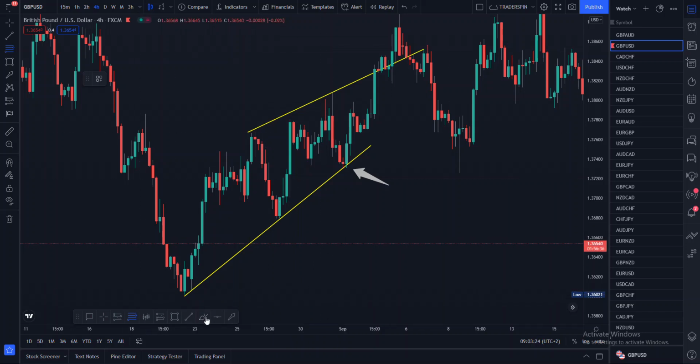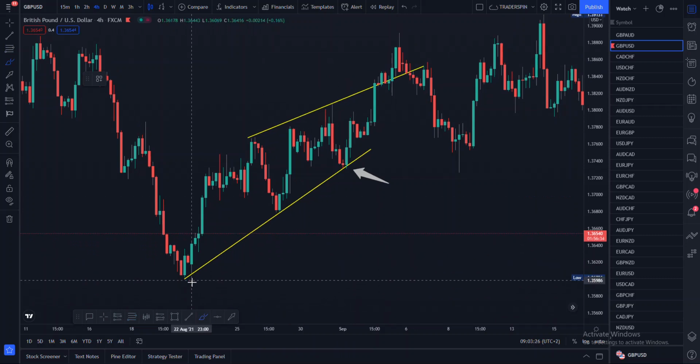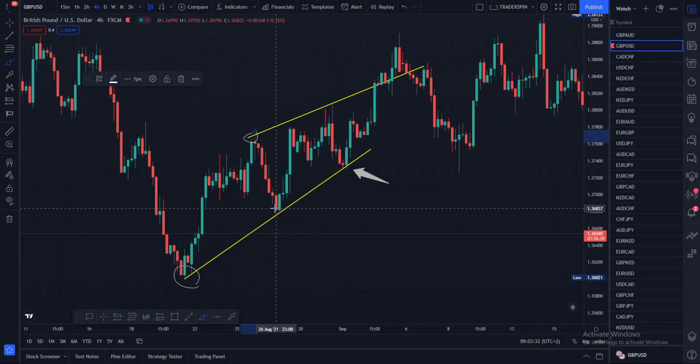But before we do that, let us look at the market structure. We can see that we have a low there, we have a higher high there. It is very important for you to know the market structure. Without it, you're going to be messed up, right? We have our higher low there, we have our higher high there, and then we have our higher low.